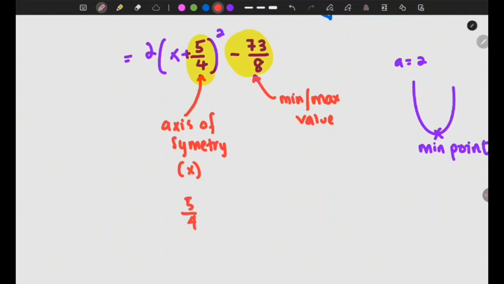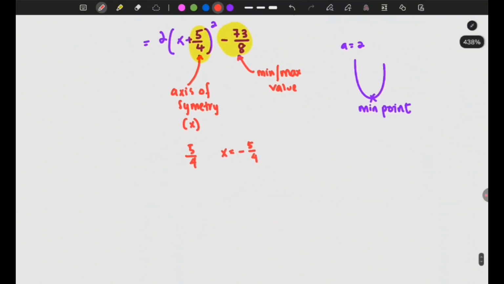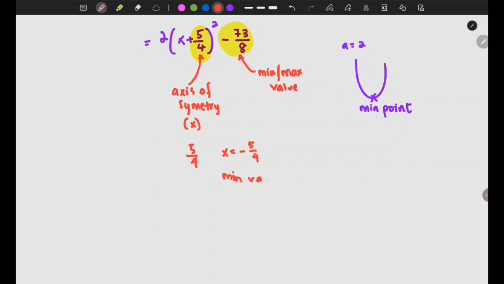So I can say my axis of symmetry is negative 5 over 4, and for minimum value, you don't have to change the sign. It's negative 73 over 8. I write it here. Change the sign. So you can remember the positive and negative sign. If it's plus, you put minus. If it's minus, put plus. That's your axis of symmetry.